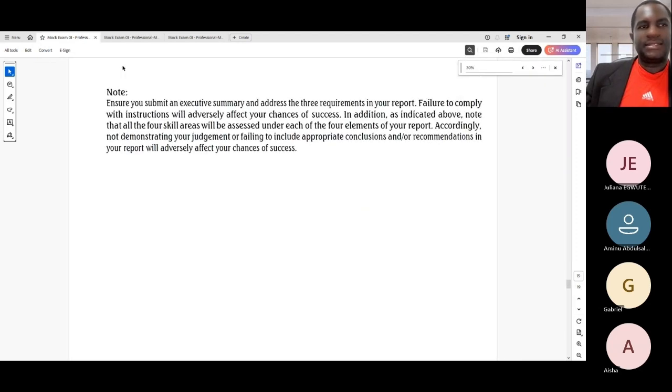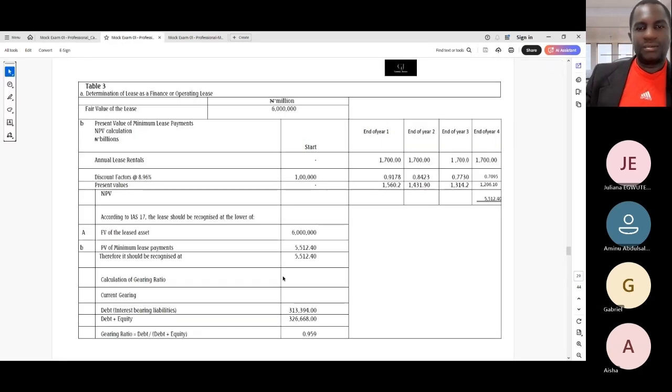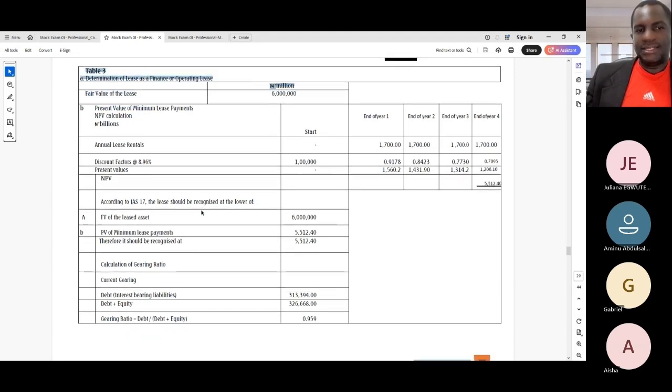So he complained that candidates couldn't differentiate between finance and operating lease. Exactly. But that's bygone. If you bring something like this again, you would merge it together because finance and operating lease are the same. So this is the computation for the finance and operating lease, how to calculate it.